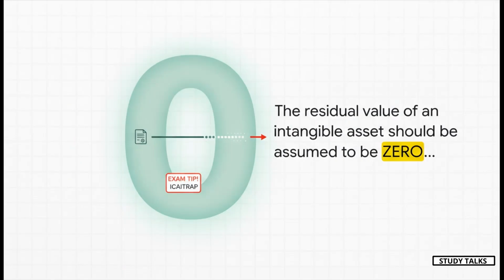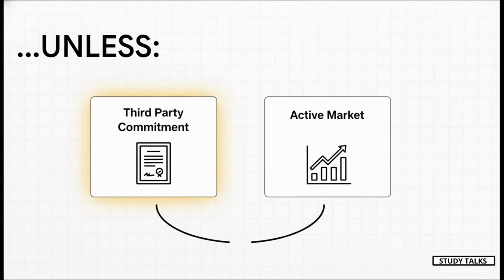Next up is residual value. Now, this is a very simple but very important rule you need to remember. For an intangible asset, your default assumption for its residual value, what it's worth at the end of its life, should always be 0. Unless one of 2 very specific things is true. You can only give it a non-zero residual value if 1. Some third party has made a firm promise to buy it from you at the end of its life, or 2. There's an active market for that kind of asset, and it's probable that market will still be around when you're done using it. These situations are pretty rare, so your go-to should always be to assume 0.